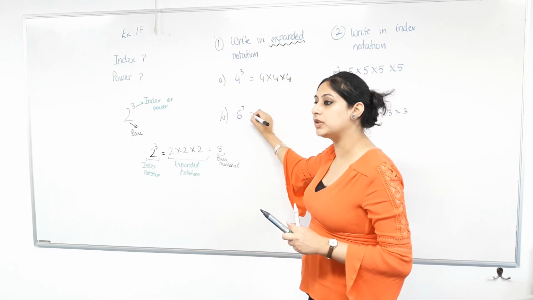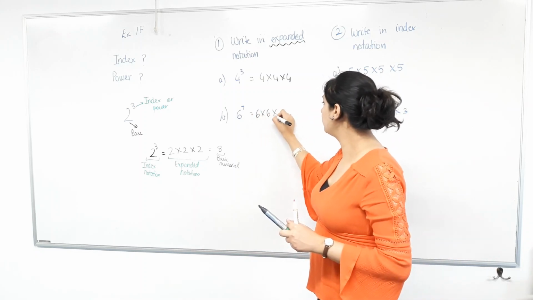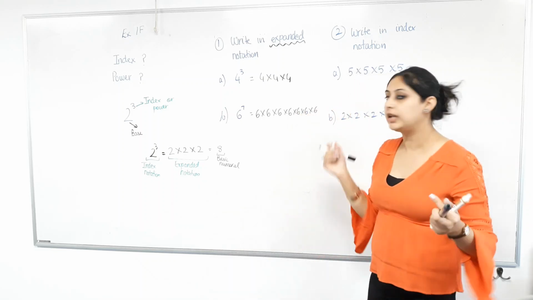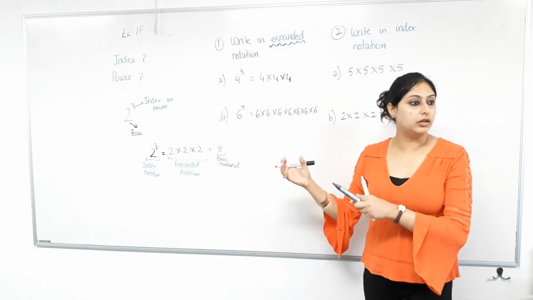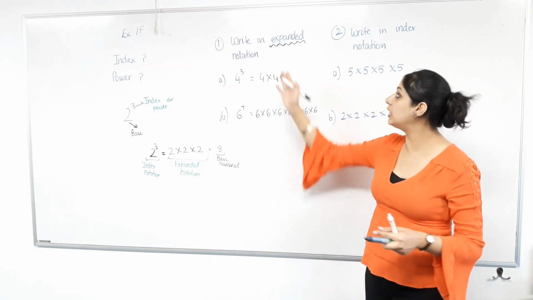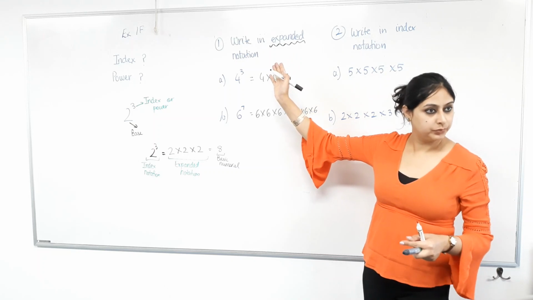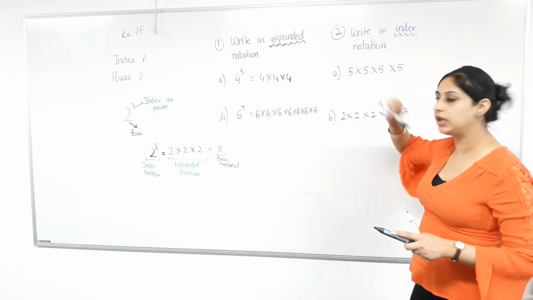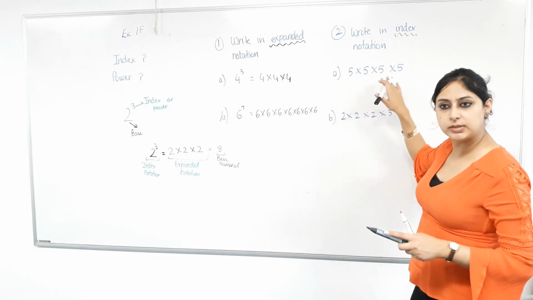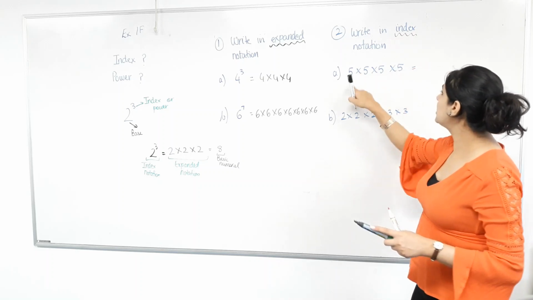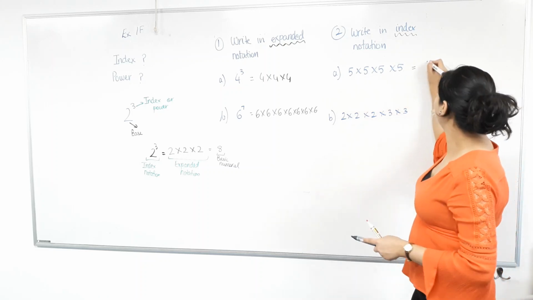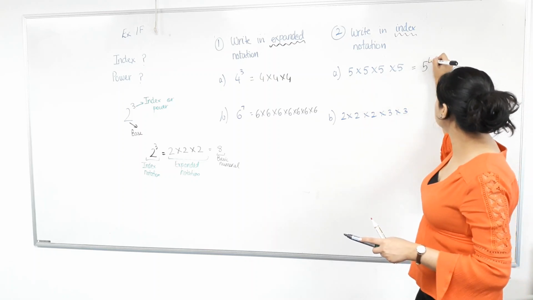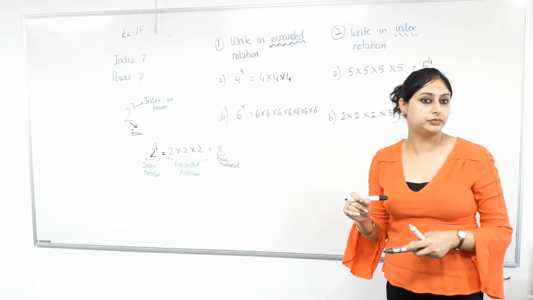Well done. Eyes on the board, please. 6 times 6 times 6 times 6 times 6 times 6 times 6. Is that all? Do I need to calculate it, that this is what it's equal to? No. It just said write in expanded notation. Clear with that? Now, write it in index form. Again, do I need to calculate what this is equal to? Do I need to multiply it? No. So which number is being multiplied by itself? 5. How many times? 4. So the index is 4 or the power is 4.